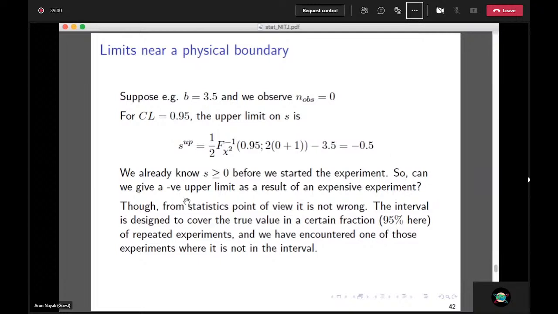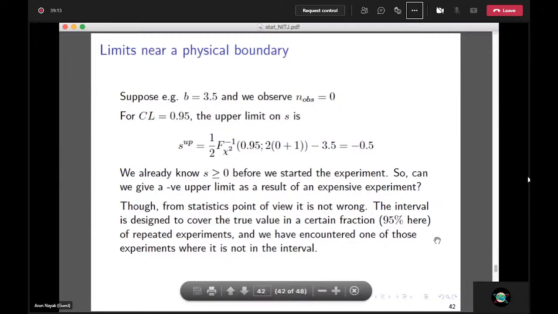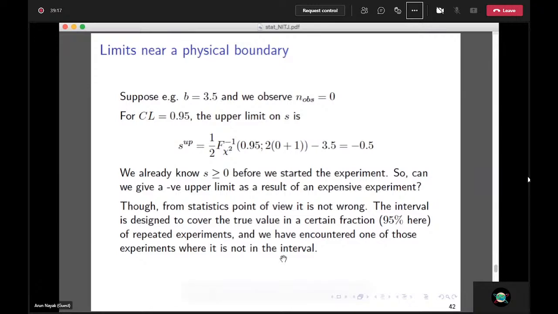But we already know that S is greater than 0 before we started the experiment. So what does the meaning of this negative upper limit? For physics people, it doesn't make sense. Okay, but if you ask statisticians, they will say it is not wrong. It simply means that this interval was designed to cover the true value in a certain fraction of repeated experiments.